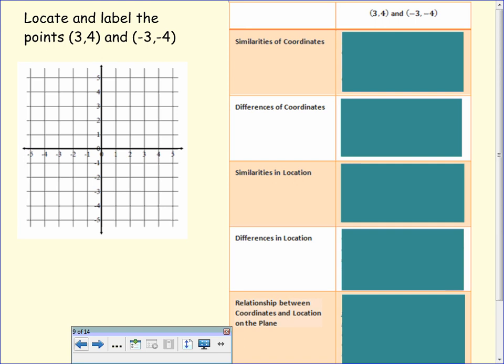What about this one? 3, 4, negative 3, negative 4. Hold the phone. This is craziness. Did we reflect it over the x-axis? No. Did we reflect it over the y-axis? No. Are my x-coordinates the same? No. Are my y-coordinates the same? No. Both coordinates are opposites. So which axes did I reflect it over? Both. It's reflected over both the x and the y.